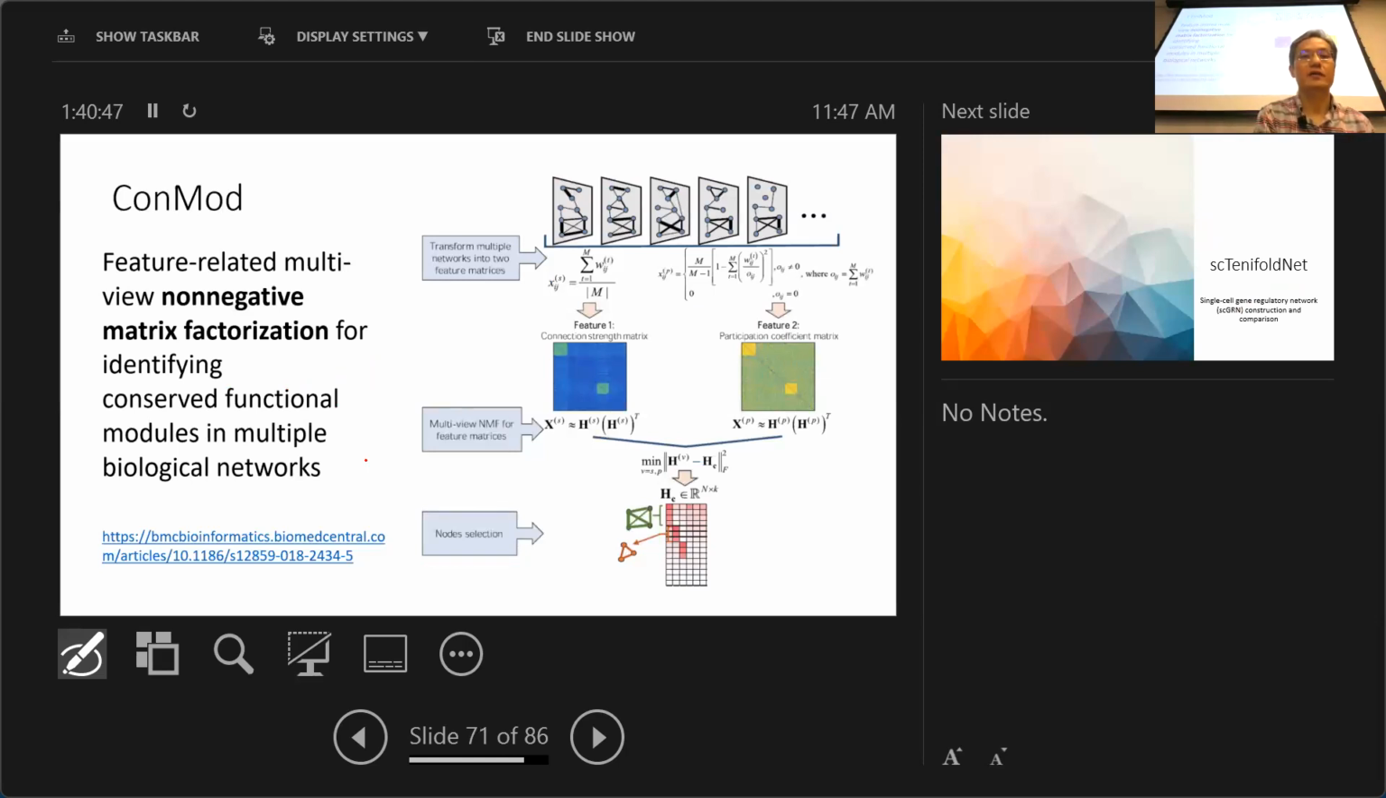So this last one is about non-negative matrix factorization applications to this multi-layered network. And this particular method will be able to detect, for example, this module, which is here or here, that is not changed, it's consistent across time. So we try to find a conserved functional module in multiple biological networks.